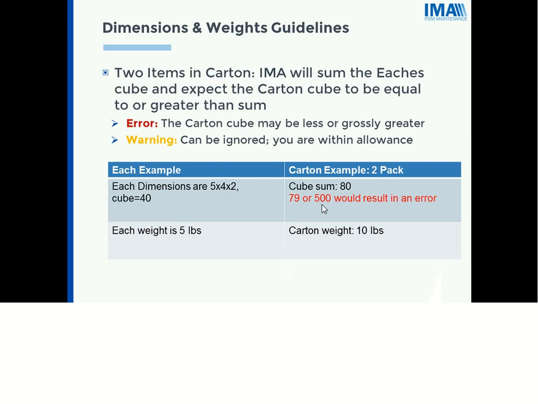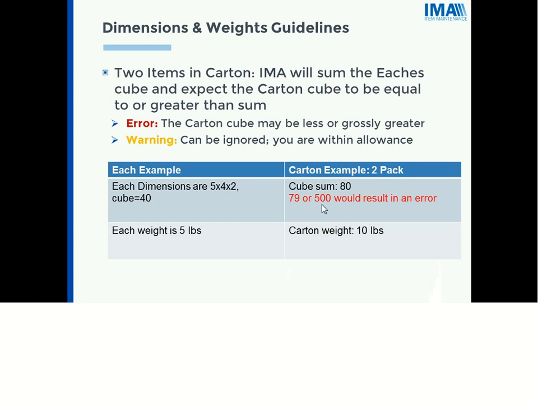We do give quite a pretty decent allowance for going over the cube, because we do know that you don't use customized boxes for every order. You probably have a standard set of boxes that you use, so there will be some extra space in there. You might put in some packaging material. So we do give an allowance for it to be greater than the minimum of the cube sum, but it does at least have to be that.